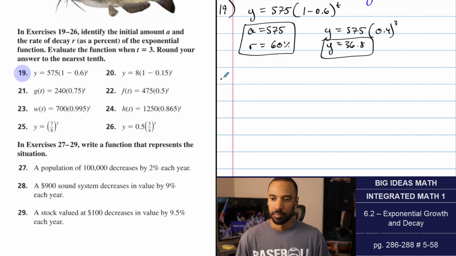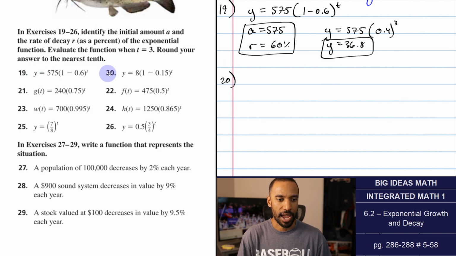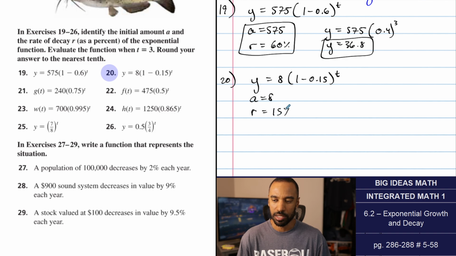Number 20. Samesies. They show the subtraction as it is, so we can identify them straight up. I love the progressive system that they have on these, of course. 1 minus 0.15 to the t power in this case. The A value is 8, and the R value is 0.15. That's 15%. There are those two parts.